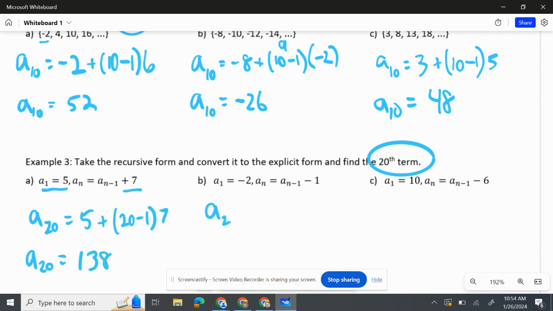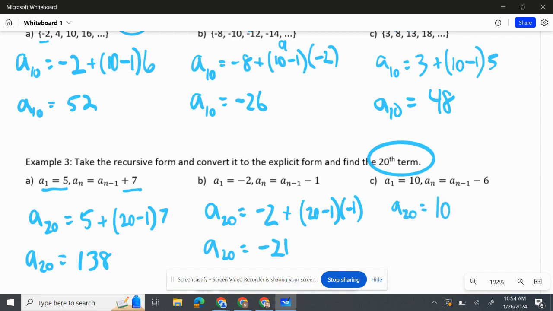For the next one, a sub 20 equals, our first term is negative 2. Then what we have is 20 minus 1, and I'm going to times it by negative 1. So a sub 20 equals, I plug it into my calculator, and I get negative 21. So for letter C, I have a sub 20 equals, my first term is 10. Then I have 20 minus 1, and I'm timesing it by negative 6. So a sub 20 equals, and that would give me negative 104.